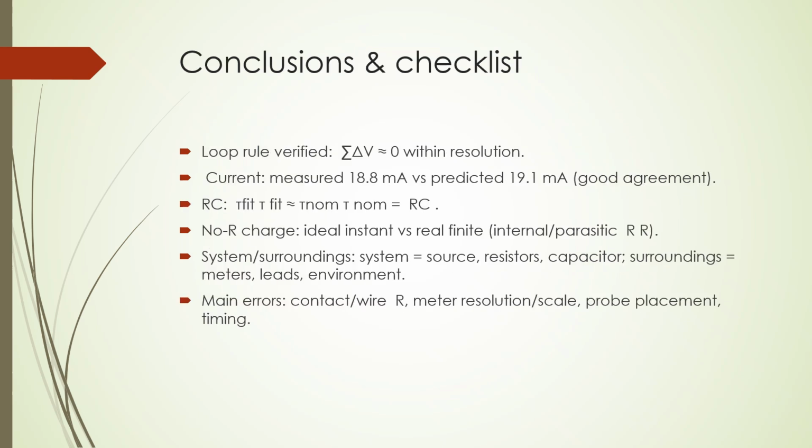So for the conclusion and checklist, finally, the loop rule is verified, sum of delta V is equal to 0, the current is measured 18.8 and we predicted 19.1, which is good. And then for the system and surroundings, system equals source, resistors, capacitor, and surroundings is meters, LEDs, and the environment.